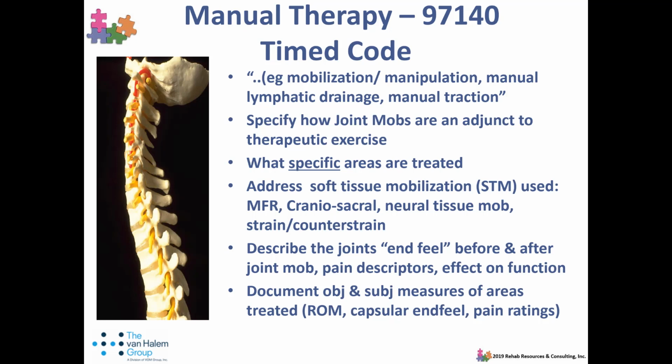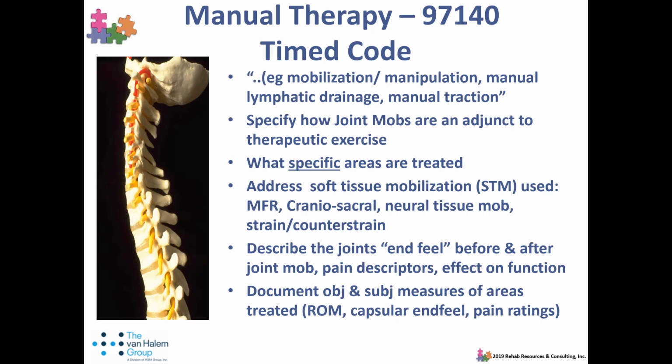It's important in documentation to talk about how the joint mobs are an adjunct to therapeutic exercise. The range of motion is not part of the joint mobs, it's separate from therapeutic exercise. But you are using both of those together, adjunctively. When you're doing soft tissue mobilization, rather than just using STM, it's always good to talk specifically about the type of soft tissue mobilization. Again, that reinforces the skill level.